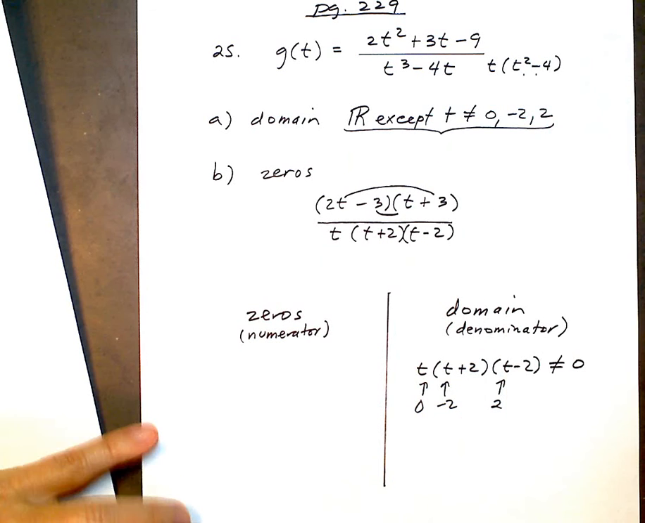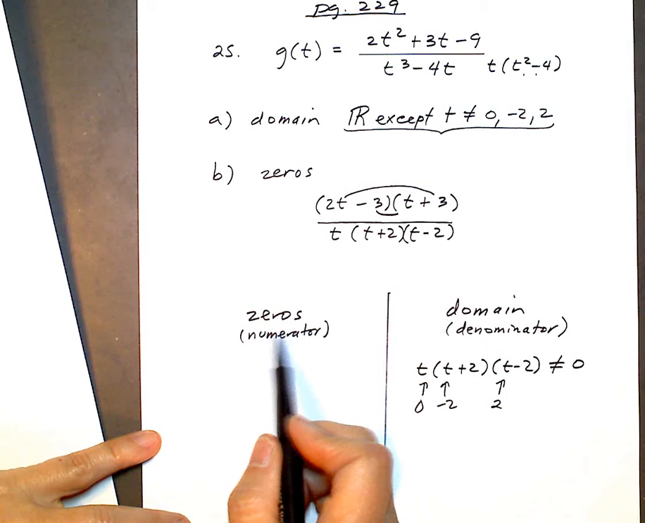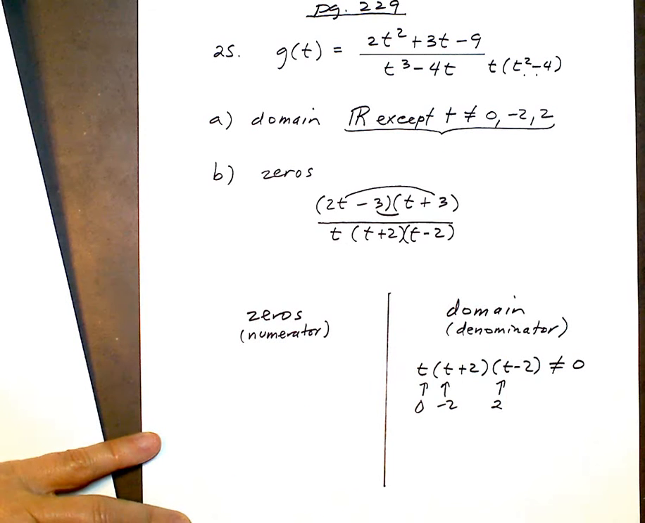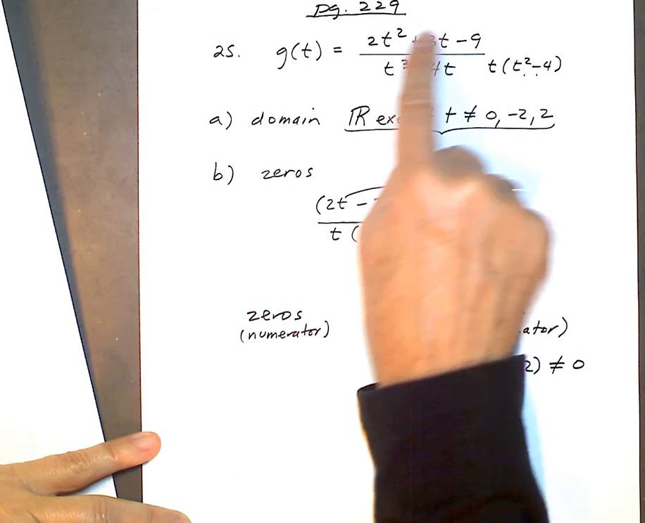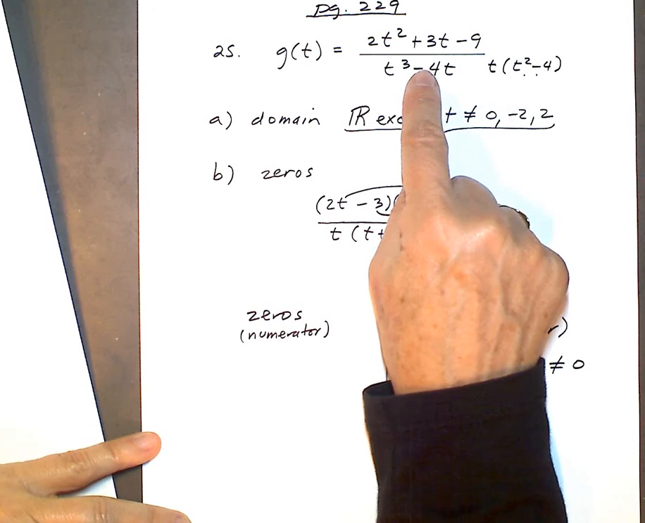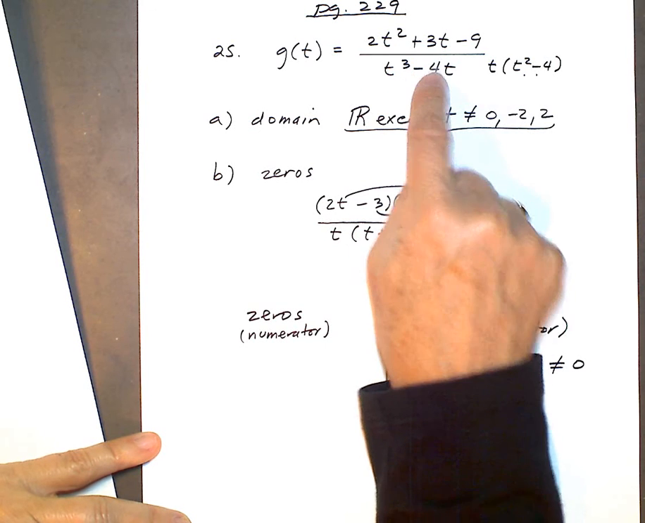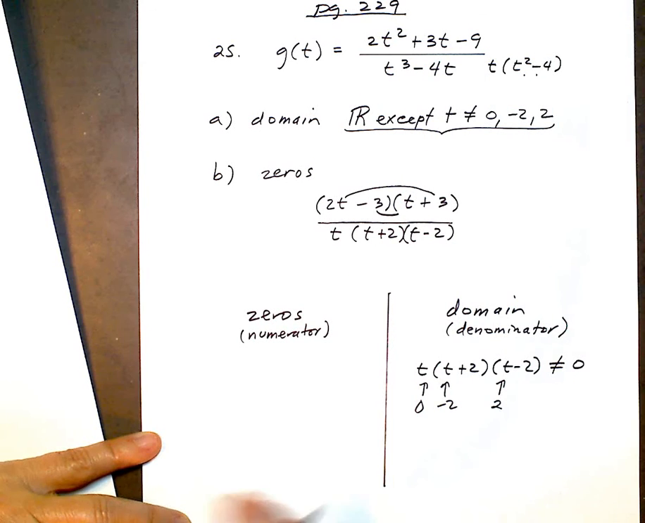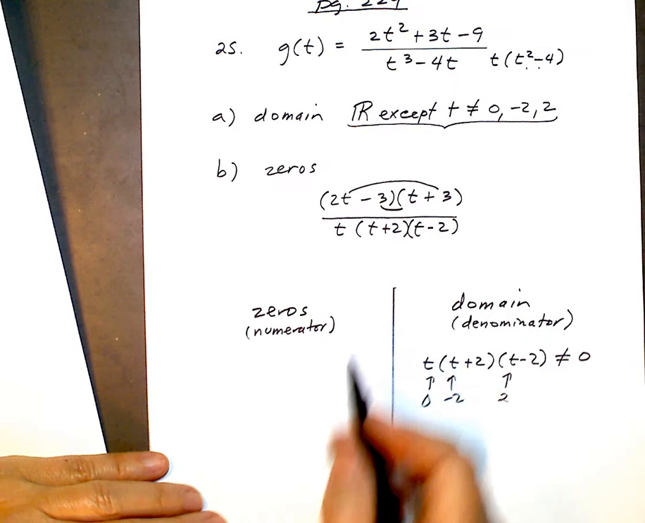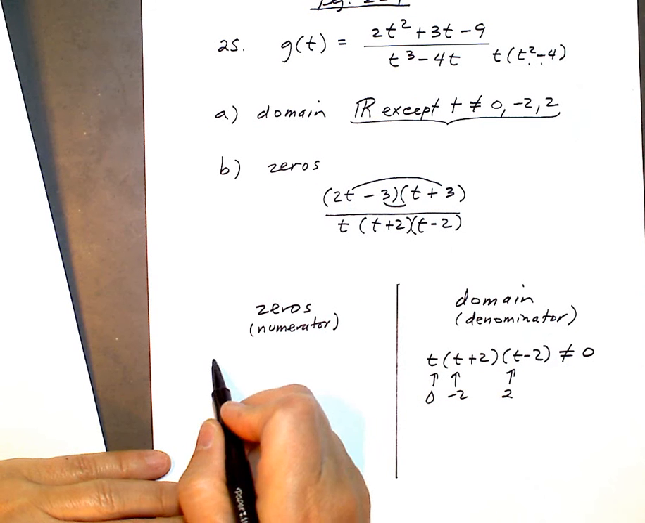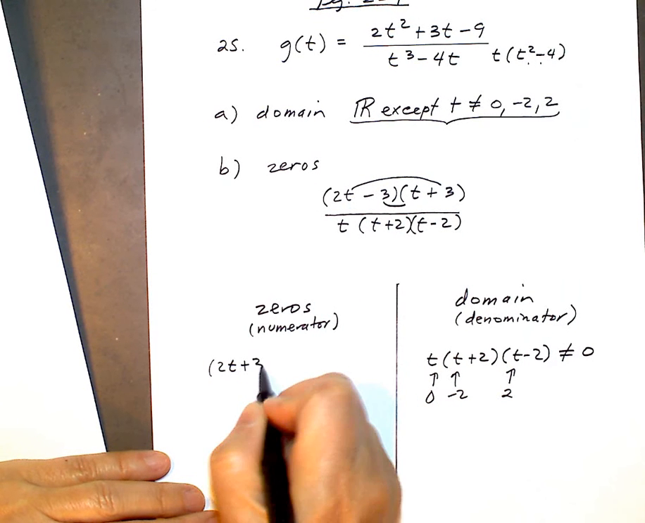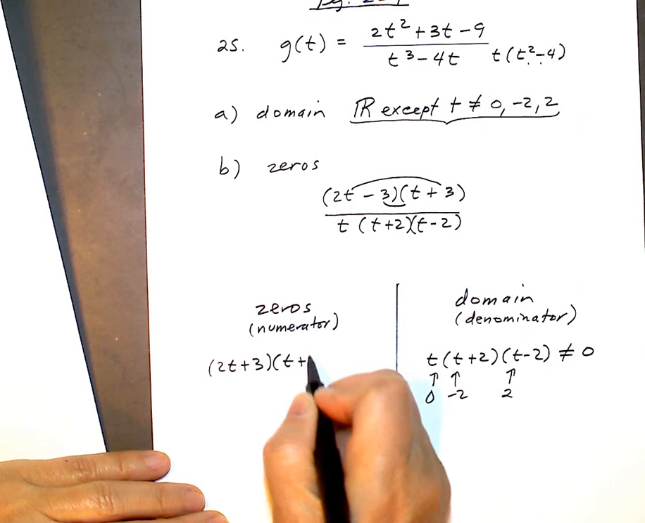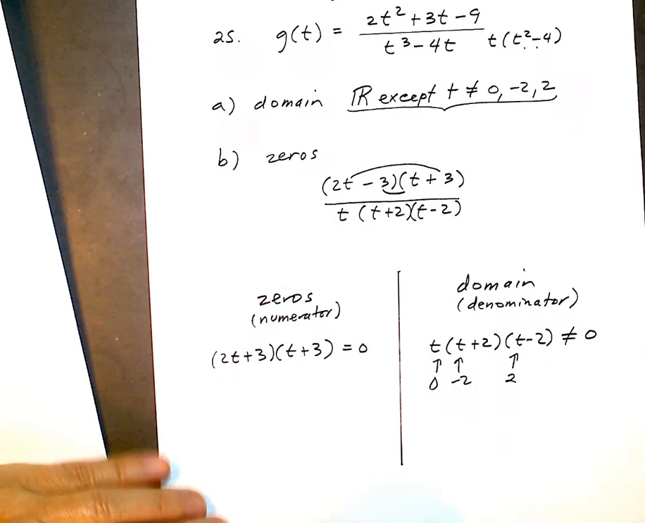Okay, for the zeros of the function, we focus on the numerator, because what we're asking is what value of t is going to make this whole fraction equal to 0. Well, it doesn't matter what the denominator is. If we make the numerator equal to 0, that makes the whole fraction equal to 0. So we focus on the numerator, and we focus on these two factors, and we say what value of t from those two factors will make one of those two factors 0.